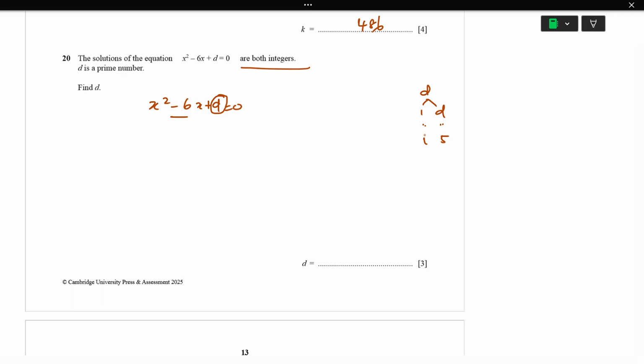That's the only chance, because 1 and 7 is not possible. So 1 and 5. When we take minus 1 and minus 5 we get a positive product. So the possible values are minus 1 and minus 5. When we add them we get negative 6, and when we multiply we get 5. The factorization is x minus 1 and x minus 5, so both are integers. Since d is also a prime number, d is going to be 5.